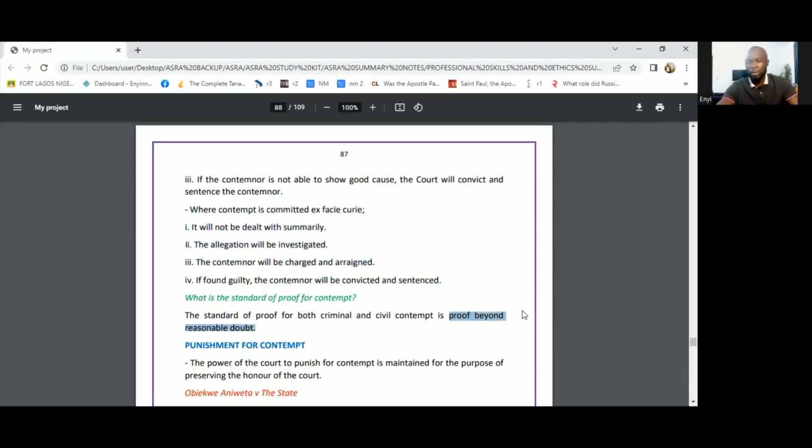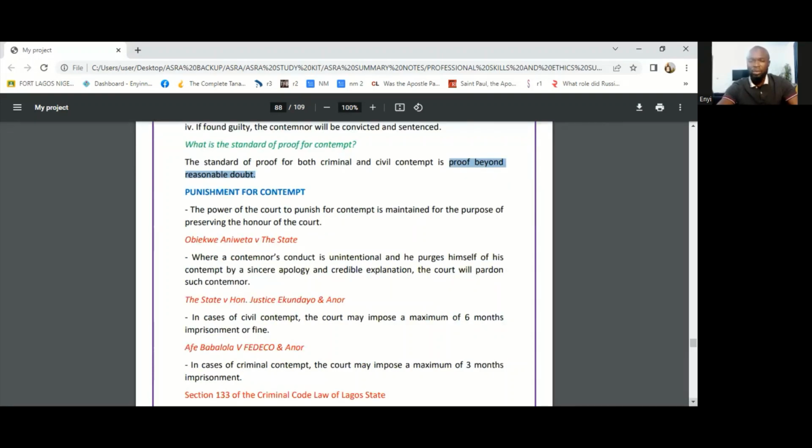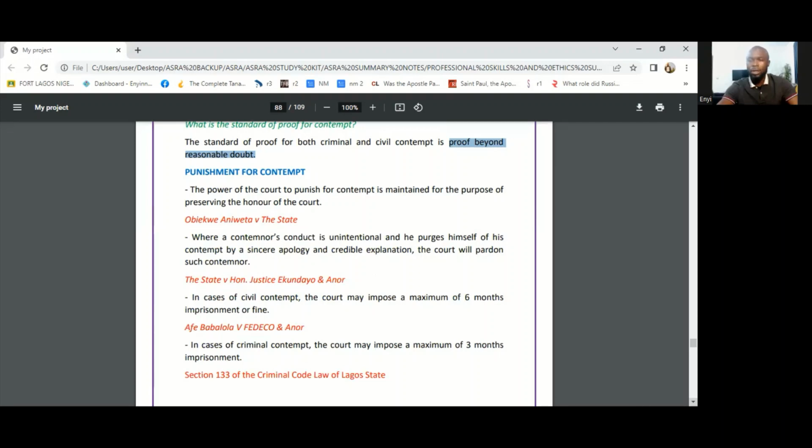All right, that's the standard of proof that would apply for the trial of contempt, whether it's criminal contempt, as we've mentioned, or civil contempt. Now, what's the punishment that would apply for contempt? Now, for civil contempt, the maximum punishment is 6 months imprisonment or a fine, while for criminal contempt, the maximum is 3 months imprisonment. And what you should know about the punishment for contempt is that the purpose of the punishment is to basically preserve the honor and dignity of the court.